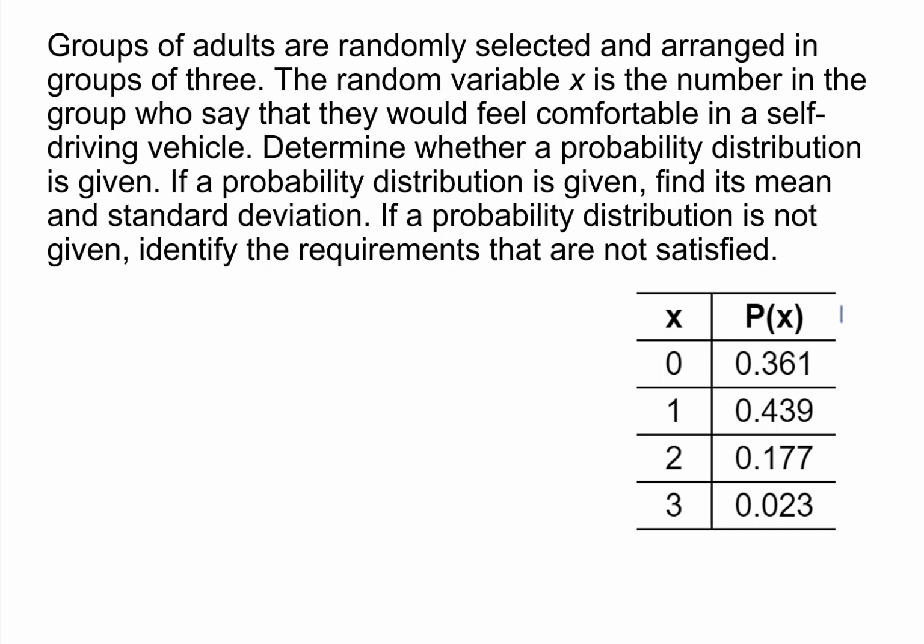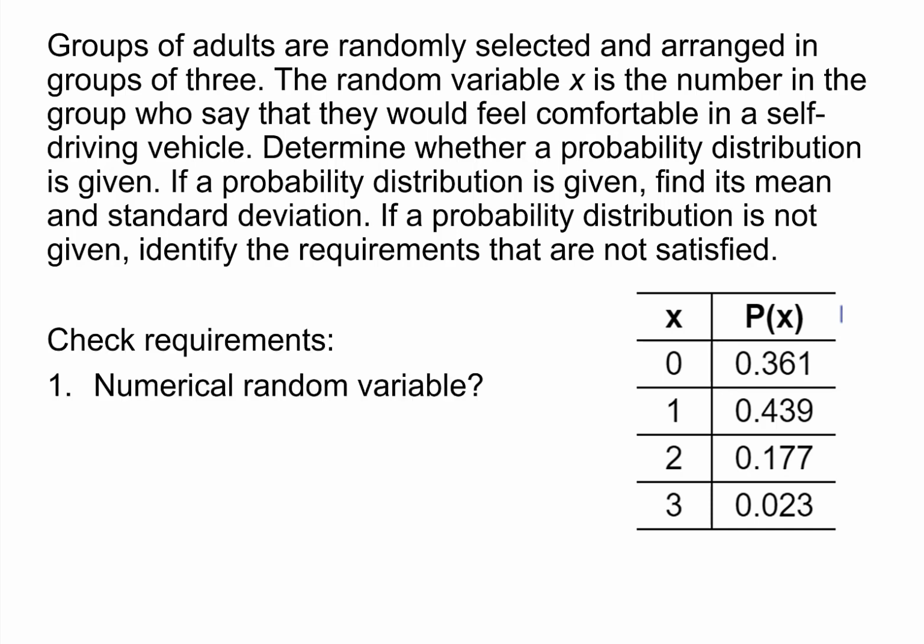Groups of adults are randomly selected and arranged in groups of 3. The random variable X is the number in the group who say they would feel comfortable in a self-driving vehicle. Determine whether a probability distribution is given. If it is given, then we'll find the mean and the standard deviation. If it's not a probability distribution, identify the requirements that were not satisfied.